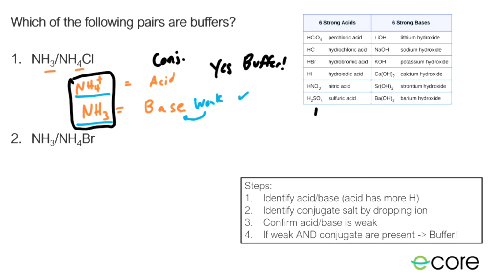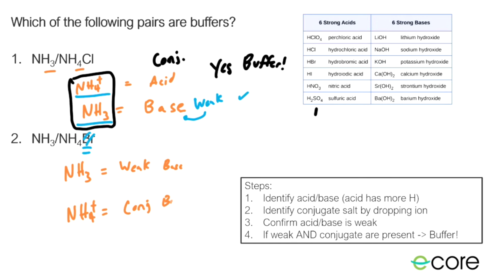All right, let's look at the next one. NH3 and NH4Br. You'll see this one looks pretty similar, and you'll see lots of small variations on this same problem where NH3 is the weak base because, like I said, it's just a very common base to see. So we know NH3 is already the weak base. We've talked about that. And then we'll generate the conjugate. Well, here what falls off? Well, just like the chlorine fell off before, now the bromine falls off, and we're left with NH4 plus, which is going to be our conjugate acid.